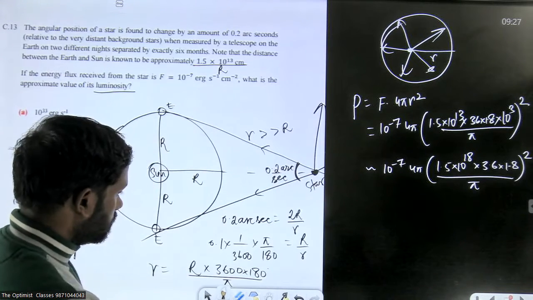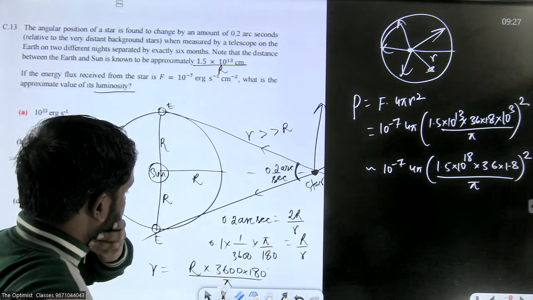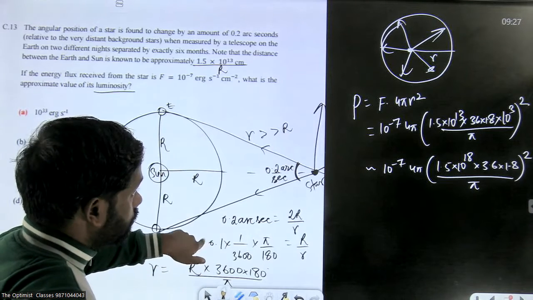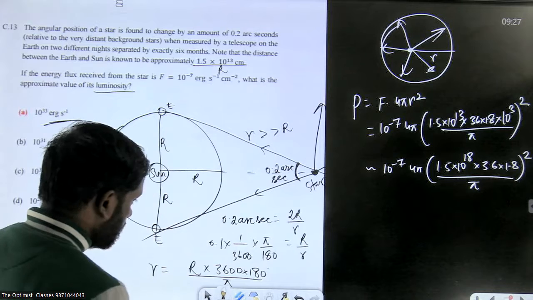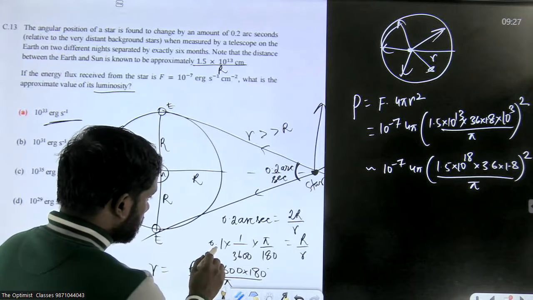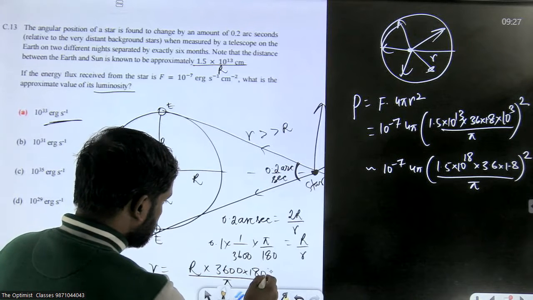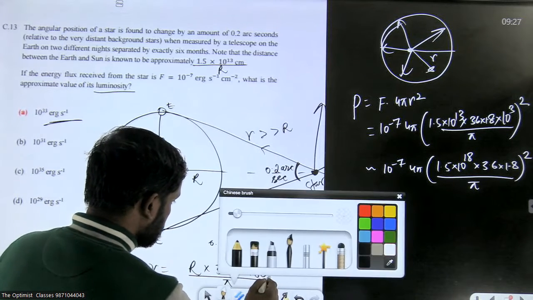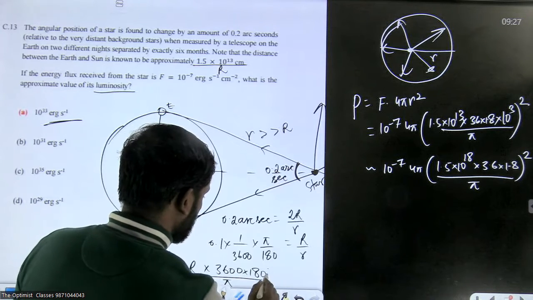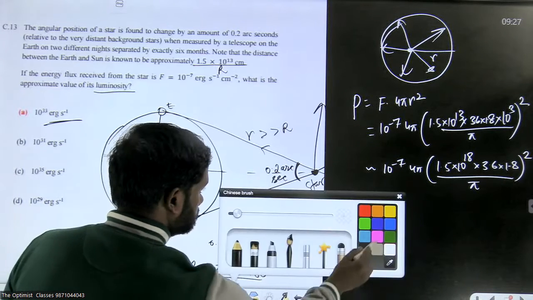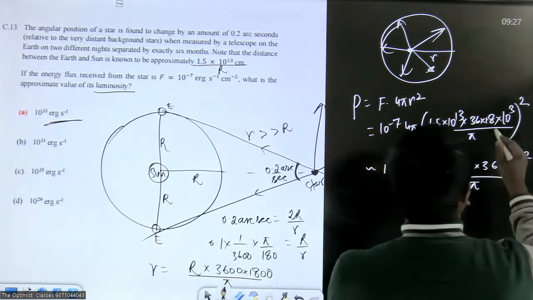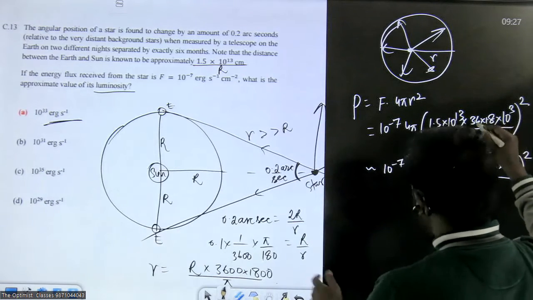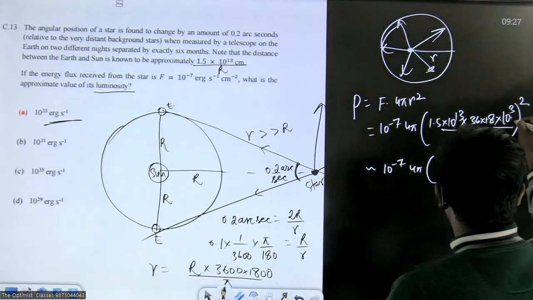We have 0.2 arc second. So we have 3600, and oh sorry, there was 0.1 also here. We forgot to write this one. That's why we are getting an incorrect answer. So with 0.1, it will become 1800 actually. So this will be 1800. If we write here 1800, then one more 10 is there.